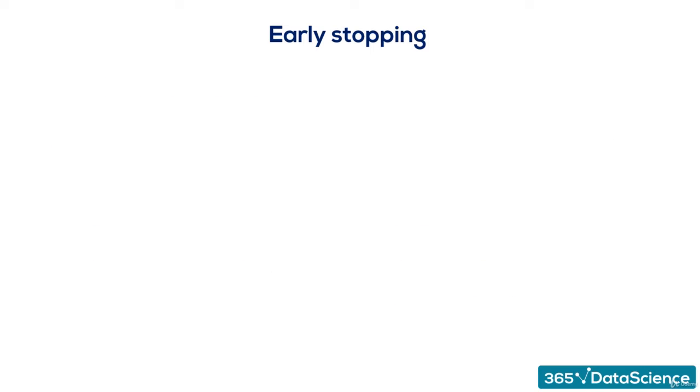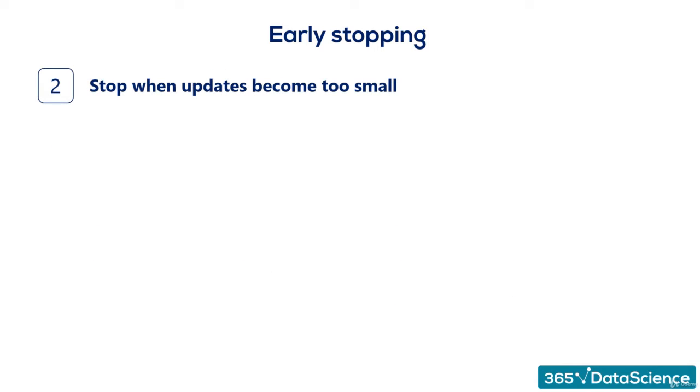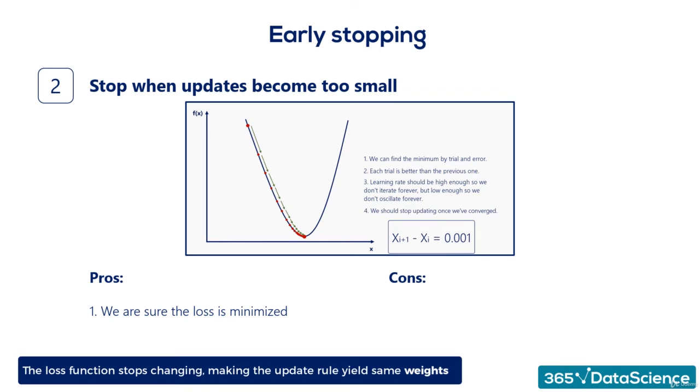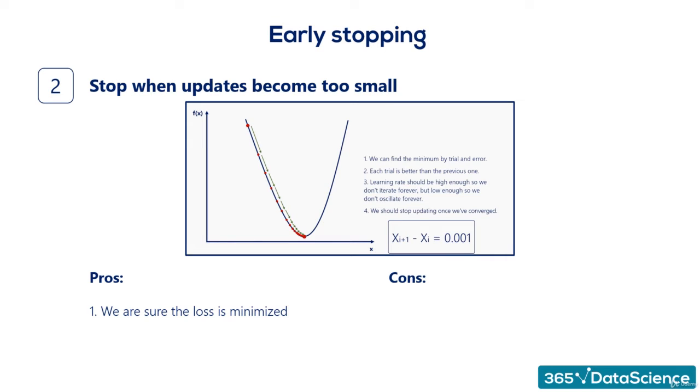A bit more sophisticated technique is to stop when the loss function updates become sufficiently small. We even had a note on that when we introduced the gradient descent. A common rule of thumb is to stop when the relative decrease in the loss function becomes less than 0.001 or 0.1%. This simple rule has two underlying ideas. First, we are sure we won't stop before we have reached a minimum. That's because of the way gradient descent works. It will descend until a minimum is reached. The loss function will stop changing, making the update rule yield the same weights. In this way, we'll be stuck in the minimum.